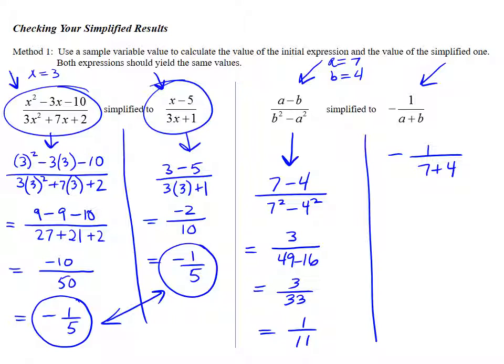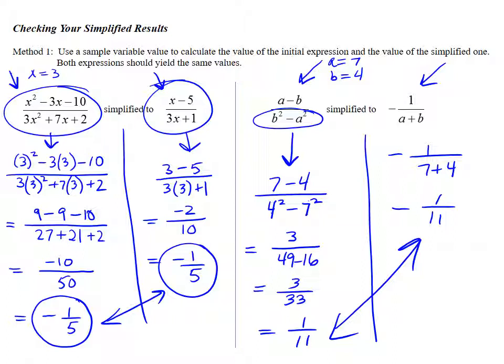7 plus 4 is 11, so I get negative 1/11. Now notice that's not the same, but I did make a mistake here. Does anybody see it? I got in a hurry and I threw this denominator in wrong. I should have had a 4 here and a 7 here, because remember b is 4, so I should have 4 squared, and 7 is a, so I should have had this a squared there, 7 squared.